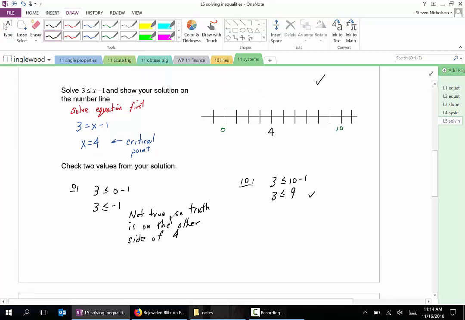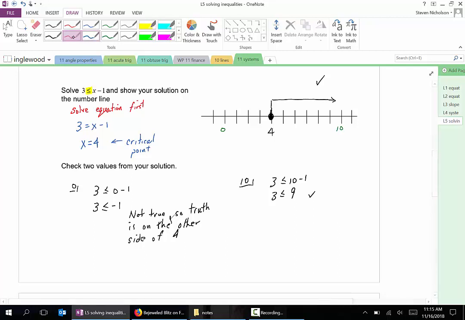So here's what we know. We know that the truth is over here, and my arrow is going to point that way. And now the only thing I have to do is decide, do I include 4? Is that a part of my solution or not? Is it a closed dot or an open dot? And in this case, it will be a closed dot because our inequality is greater than or equal to. So if I plugged a 4 in there, is 3 less than or equal to 4 minus 1? Is 3 less than or equal to 3? Well, yeah, 3 is equal to 3, so we include it.